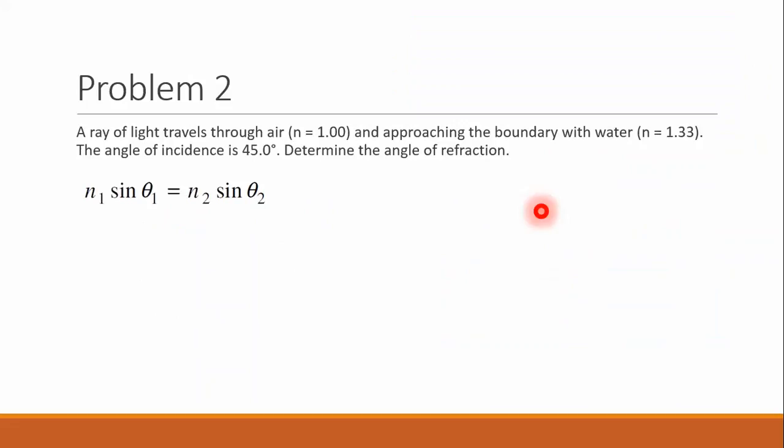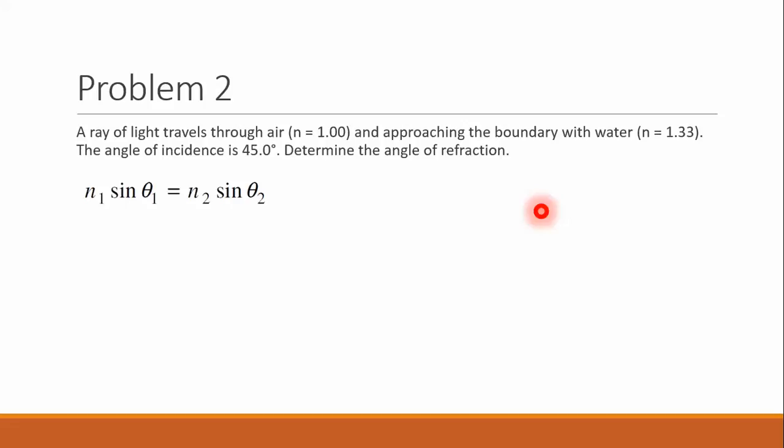So let's do another problem. Let's say a ray of light travels through air, which has an index of refraction of 1, approaching the boundary with water, which has an index of refraction of 1.33. The angle of incidence is 45 degrees. What is the angle of refraction? We're going to use degrees for these problems.